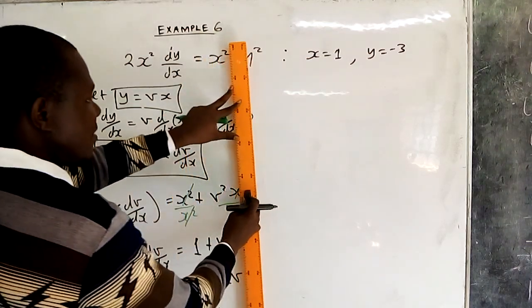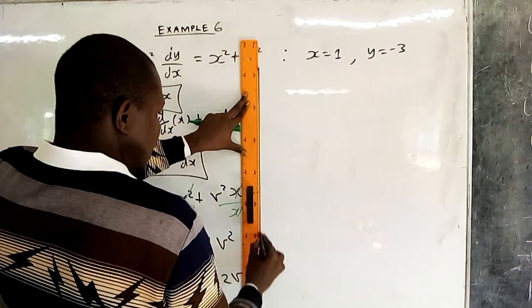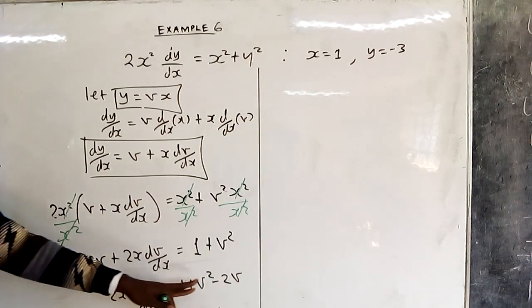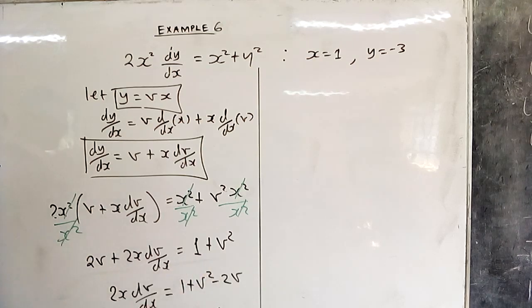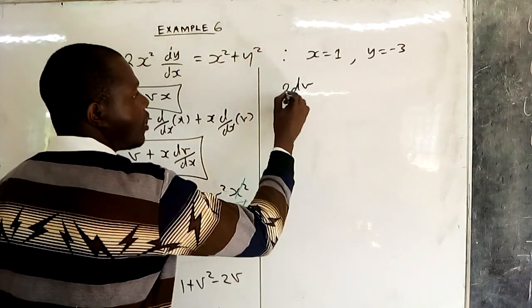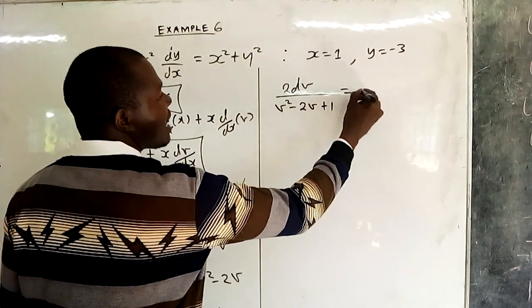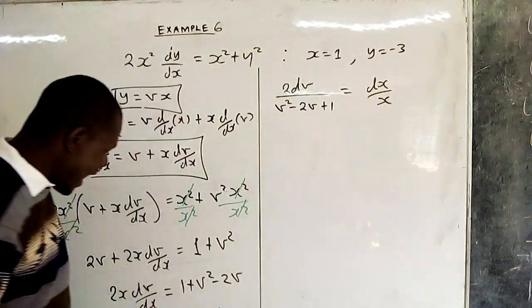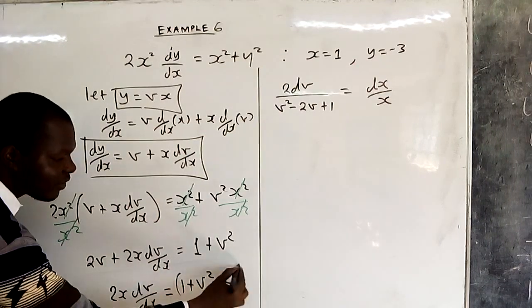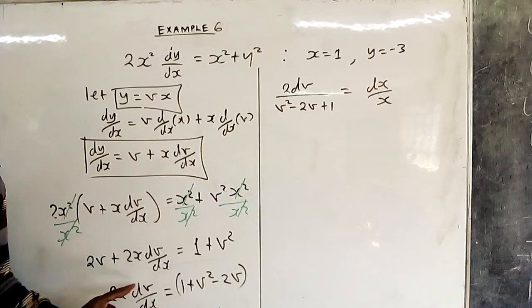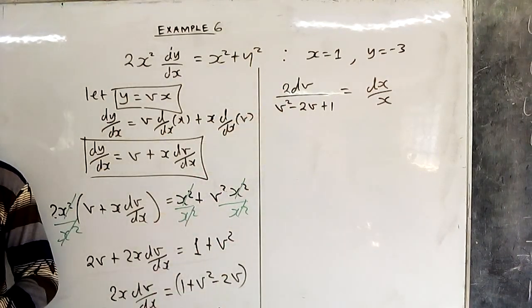Can you now separate the variables? Meaning the v's come this side, the x goes the other side. So what are we going to get? 2dv over v squared minus 2v plus 1 equals dx over x. So the whole of this comes this side, so here you have 2dv over that. dx goes the other side divided by x. Are you seeing we've separated the variables?